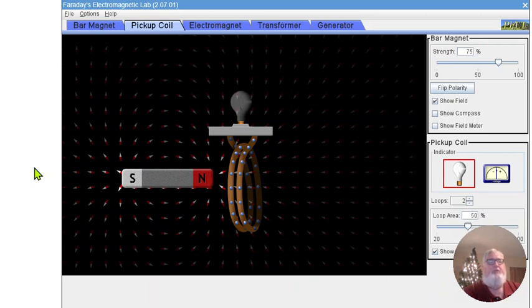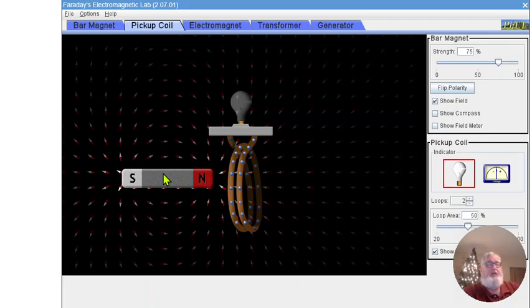Hi folks, we're working with the electromagnetic induction simulation this week. If you take a look at the screen, I have the simulation up. We have a bar magnet and a coil, and as you can see, there's no time rate of change. There's a magnetic flux passing through the coil, but there's no time rate of change.